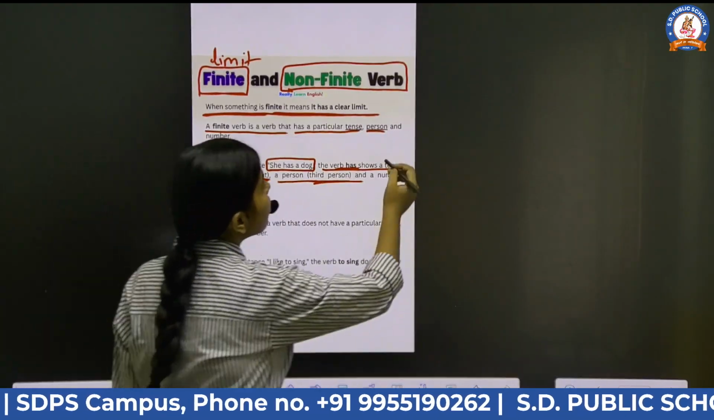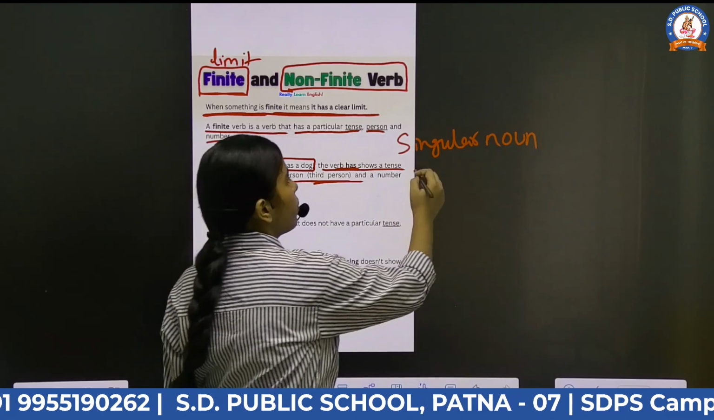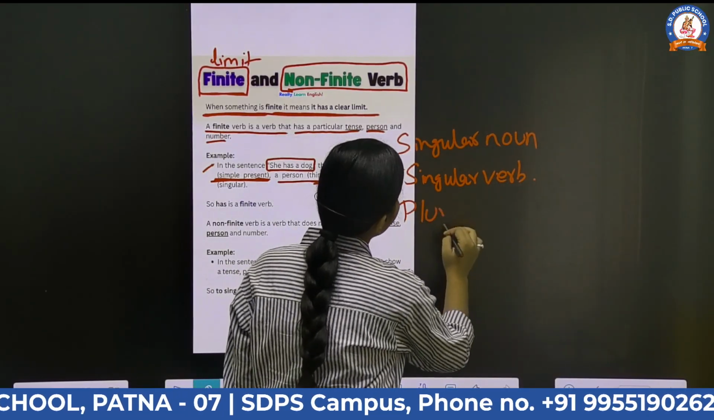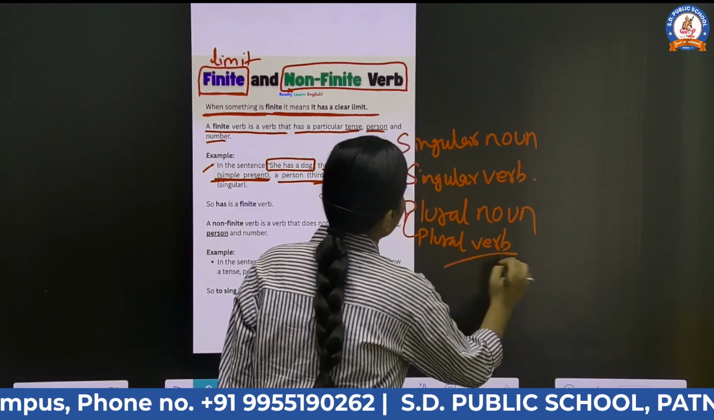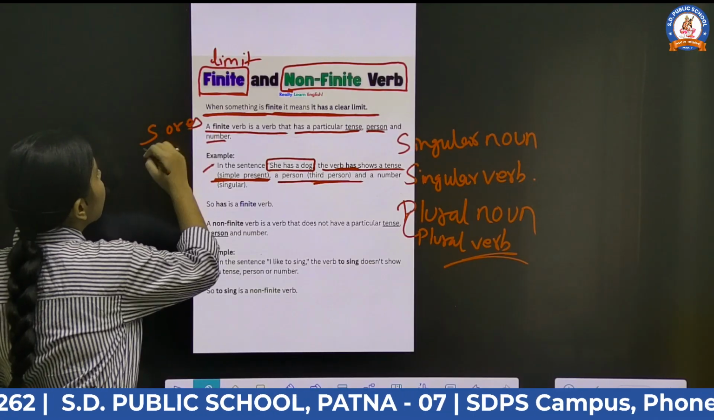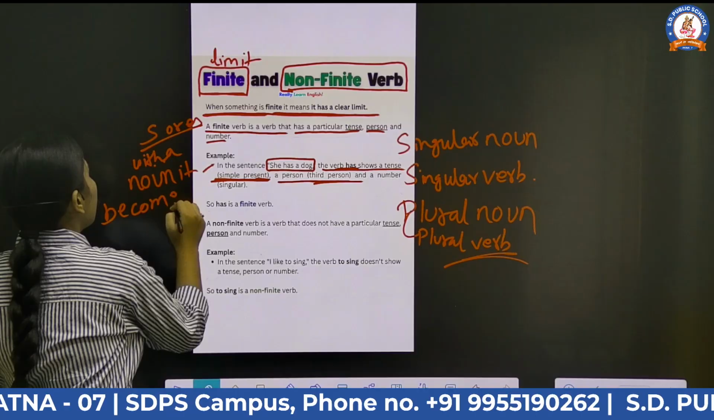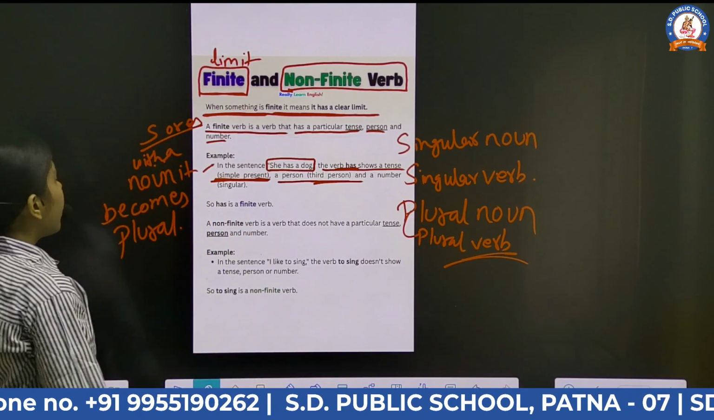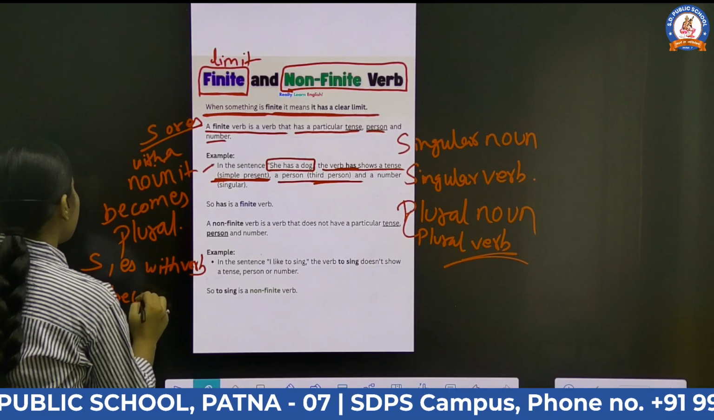As we know, a singular noun will take what? A singular verb, right? And with a plural noun, we need a plural verb. One thing which is necessary to note down is that if we add s or es with a noun, it becomes what? It becomes plural. It means if you are adding s or es to any noun, it will become plural. But if you are adding s or es with a verb, it becomes singular.